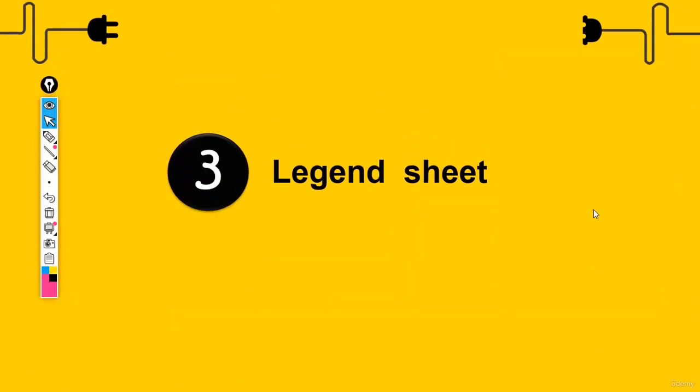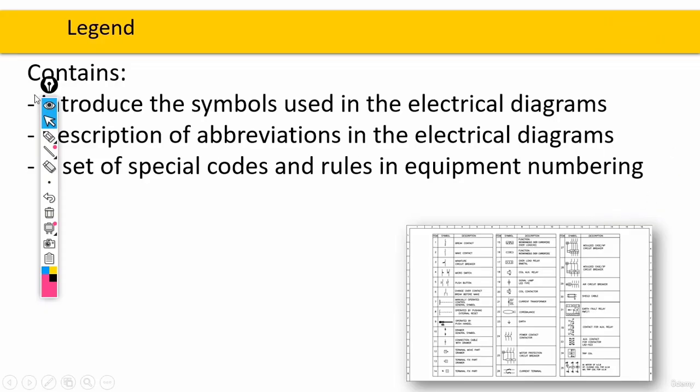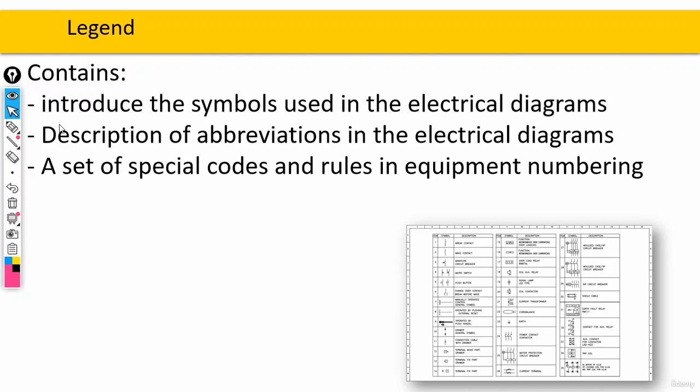Okay, everyone, welcome back. The next type of sheet that we can talk about is called the legend. The information that we can find in a legend sheet would include, first, the symbols of the items that we actually have in an electrical diagram. Number 2, a description, or some sort of explanation of the abbreviations that we can usually see in diagrams. And in the third place, we have some sort of coding or numbering method for all the items and equipment that we actually have.